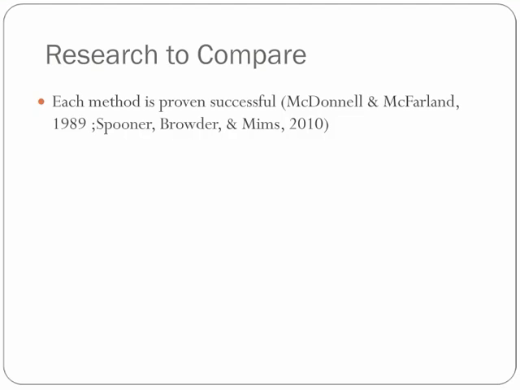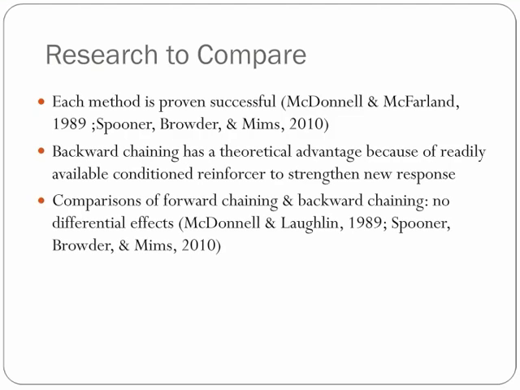If you look across the research that compares the different types of chaining methods, all of them have been proven successful. There are different advantages to different types of chaining, but that also depends on the task and the student. But overall, each method has been proven successful with different types of tasks. Task analytic instruction is an evidence-based practice, and using forward chaining, backward chaining, and total task chaining are ways to teach task analysis.